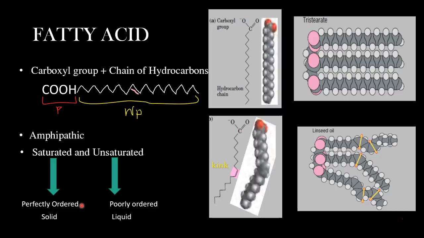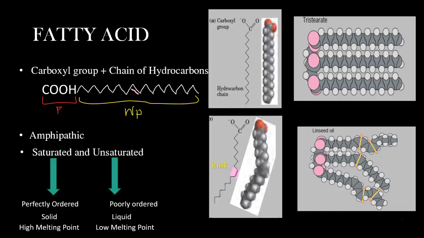So next is their state. The saturated fatty acids are solid at room temperature, and unsaturated fatty acids are liquid at room temperature. For example, vegetable oils are liquid at room temperature. At the same time, saturated fats like ghee and vanaspati are solid at room temperature. And the next point is melting point. Saturated fatty acids have a high melting point and unsaturated fatty acids have a low melting point because of the double bond.